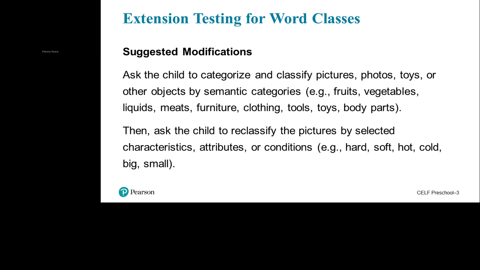And then you can ask the child to reclassify the pictures by selected characteristics, attributes, or conditions, such as hot and cold, hard and soft, big and small, etc. This activity allows the child to demonstrate an understanding of several semantic relationships, as well as mental flexibility in the ability to recategorize. And you can compare the results of extension testing to the results of formal testing to identify any accommodations or modifications that the child may need to be successful in a classroom or a home environment.